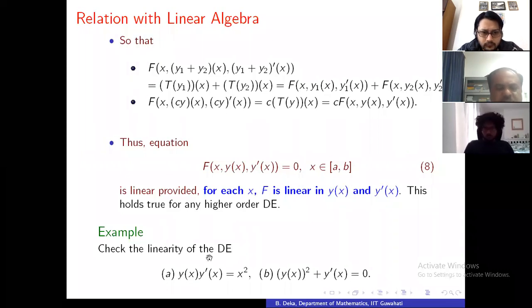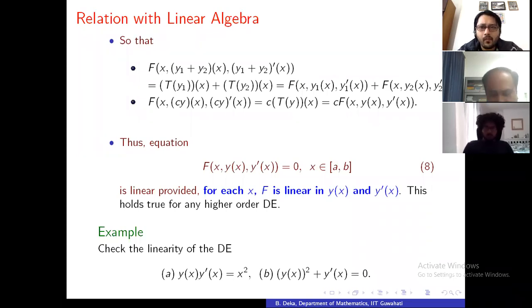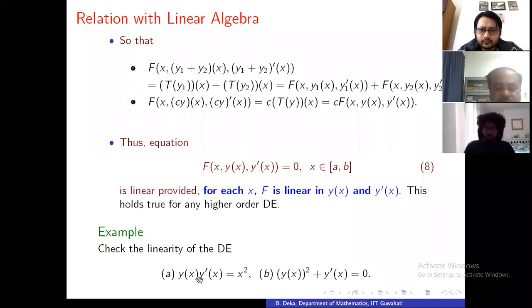Now one can easily check that equation A and these equations are both nonlinear. In the first one, suppose I replace y by cy; this gives cy and then cy'(x), which cannot equal c times f(x, y, y'(x)). So the linearity breaks due to the fact that y(x) and y'(x) are there. Similarly here, straight away I can say it is not linear, because y(x) squared is there.